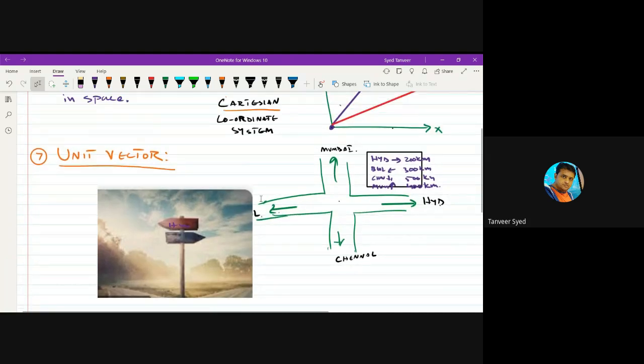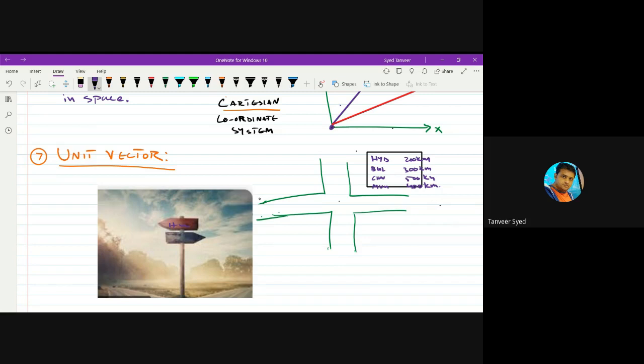So this signboard, which is at the junction, suppose on this signboard, if you don't find these arrow marks, it is just pasted like this, and you don't know, you are new to that region, and you don't know which road takes you to which city, which place. And you see a signboard like this: Hyderabad 200 kilometer, Bangalore 300, Chennai 500, Mumbai 400. Can you come to know which path will take you to which road?